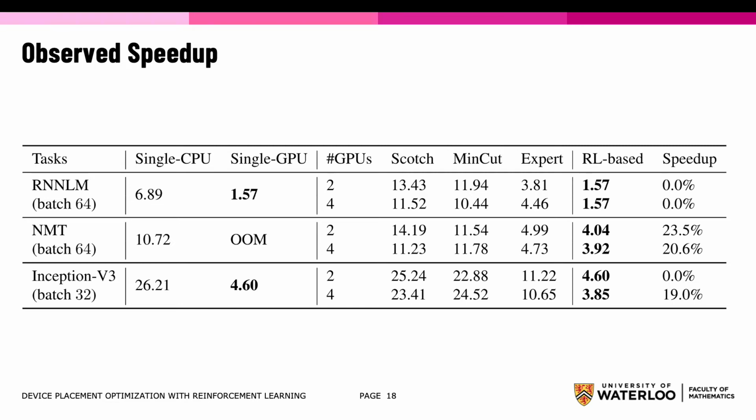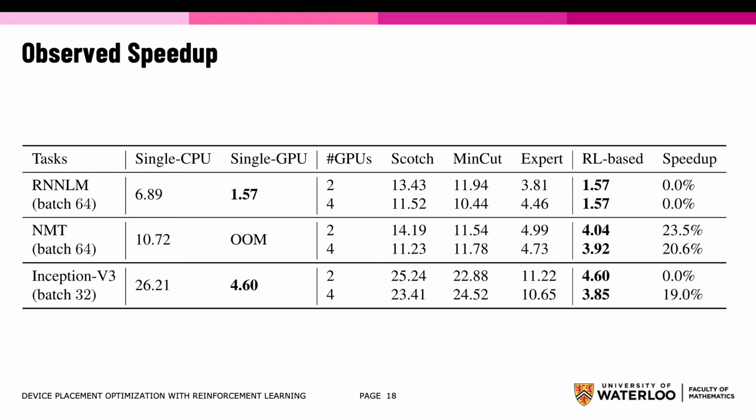In the second row, NMT with batch size 64, we see that the RL-based method improved upon the optimal expert methods by a factor of 20.6% for 4 GPUs and 23.5% with 2 GPUs. Now, these speedups are due to the fact that the RL-based method learned to put the embedding lookup on the CPU.